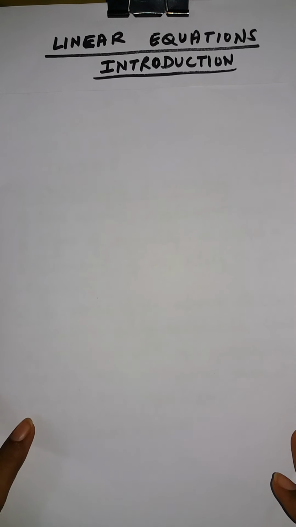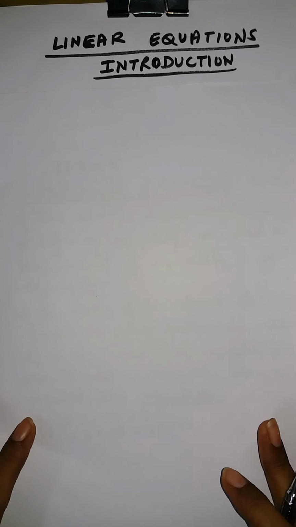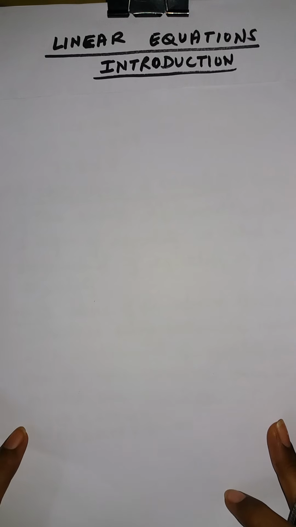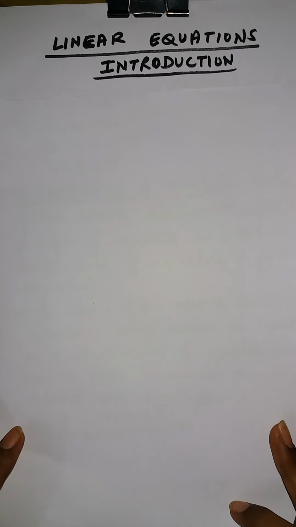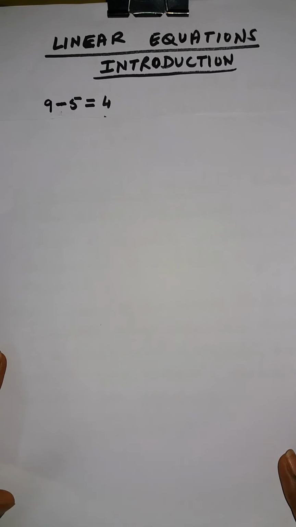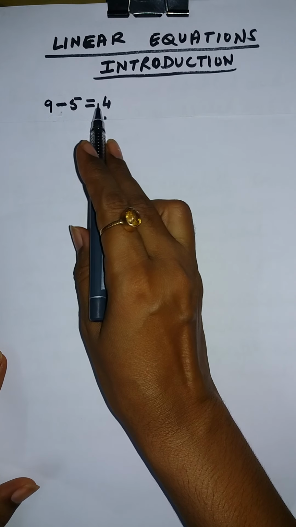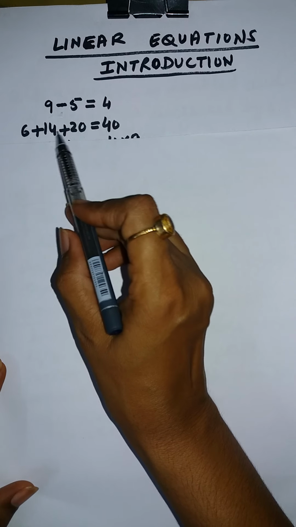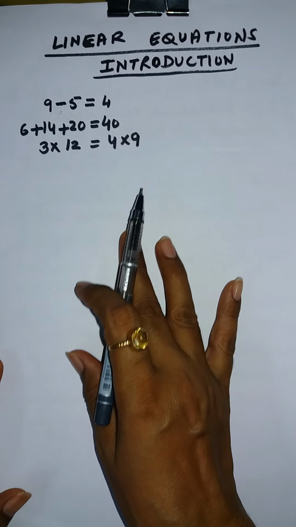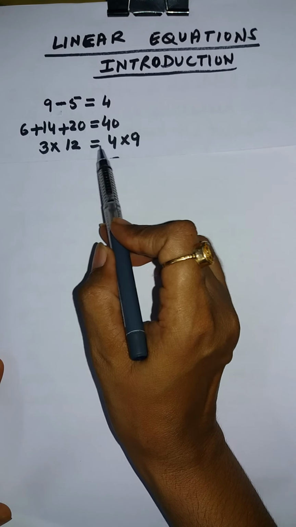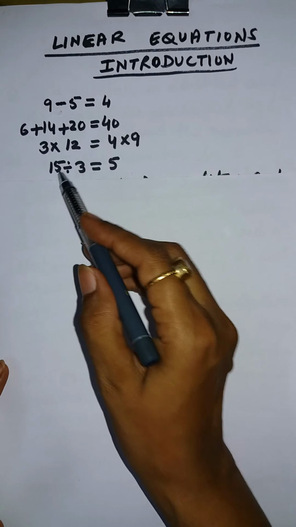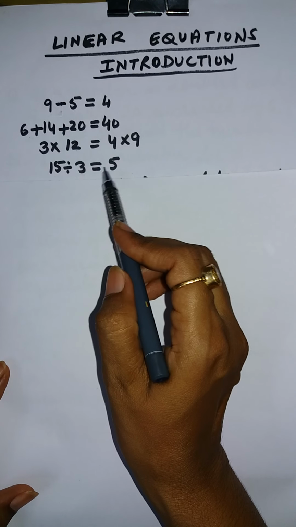Hello everyone. Our today's topic is linear equations. We have seen that algebra is a generalized arithmetic. We often come across statements in arithmetic as follows. 9 minus 5 is equal to 4, 6 plus 14 plus 20 is equal to 40, 3 into 12 is equal to 4 into 9, 15 divided by 3 is equal to 5.